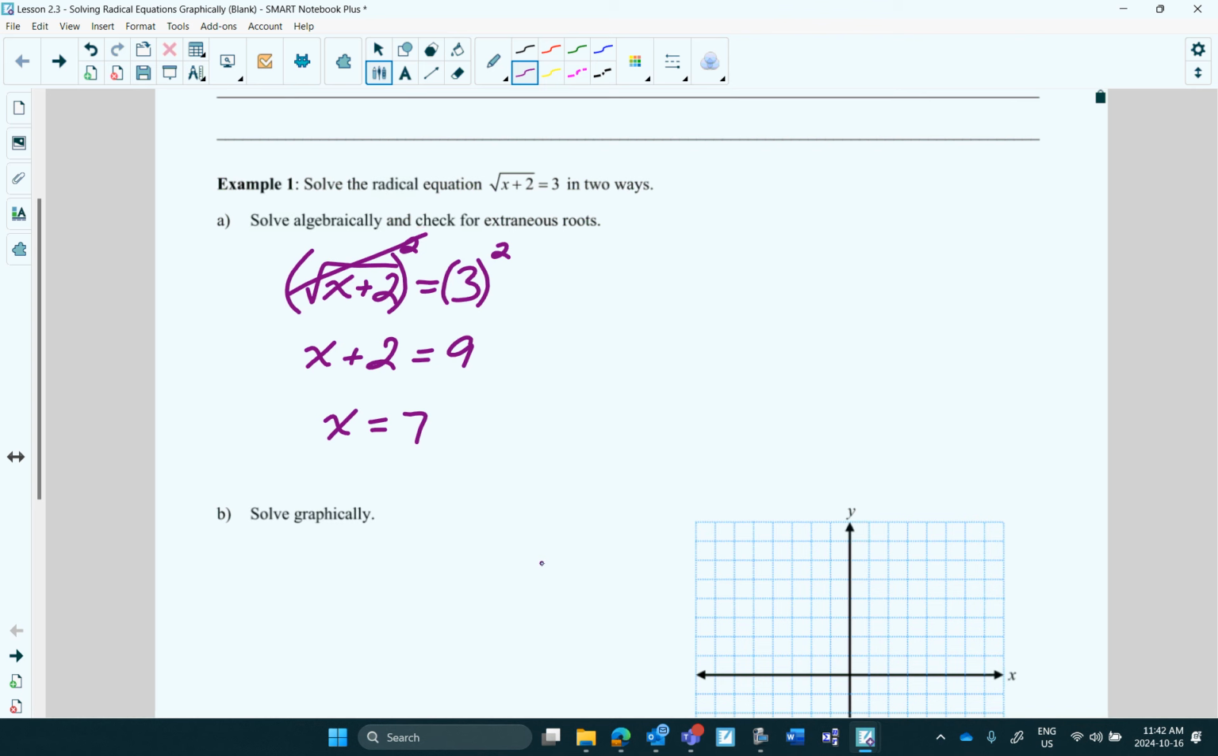Do you remember what else we had to do with these ones? No. We had to check them. Oh, come on. Really? This is how much you have to do. Is the square root of 7 plus 2 equal to 3? Yes, the 3 equals 3. We're done. That's all a check requires. I don't get it.